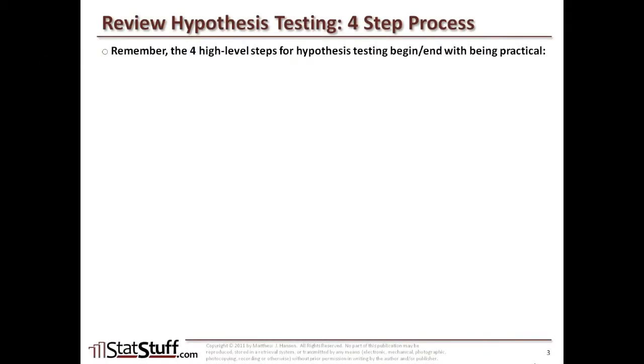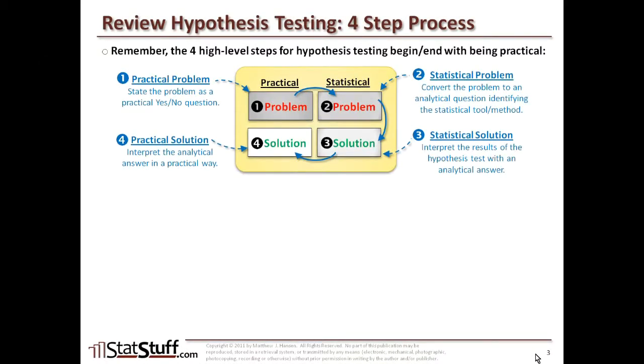On a high level, the steps begin with a four-step process, which starts with a practical problem. We're stating the problem as a yes or no question, and then we want to convert that problem into a statistical problem. That's going to help us to figure out which is the right statistical tool or method we're going to use to help figure out how we're going to do the analysis. And then we apply that statistical tool or concept, and then we interpret the results from that and come up with some analytical answer. And then from that, we would interpret the analytical answer into some practical solution or some practical way of applying that so it would make sense to us.